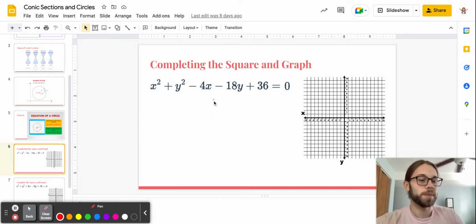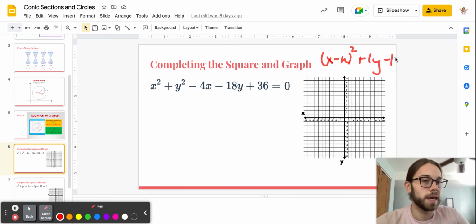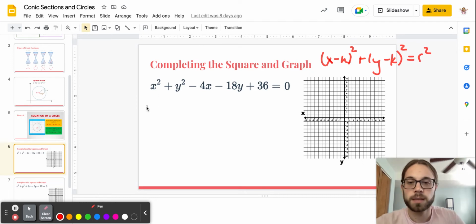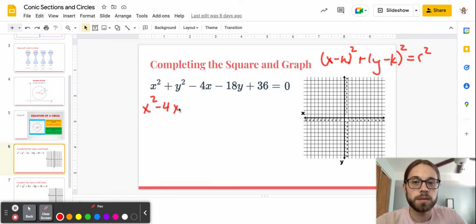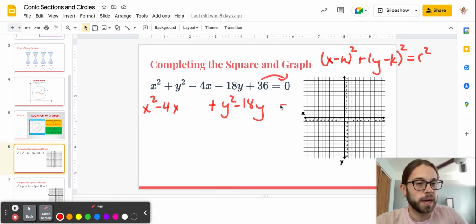So what we're going to do to complete the square, because again, we want it in this form. We want it in the form x minus h squared plus y minus k squared equals r squared. Okay, so we want to get the x's together and the y's together. So I'm just going to rewrite this. So I have x squared minus 4x. I'm going to leave a space. Plus y squared minus 18y. And I'm going to bring the 36 over to the other side.